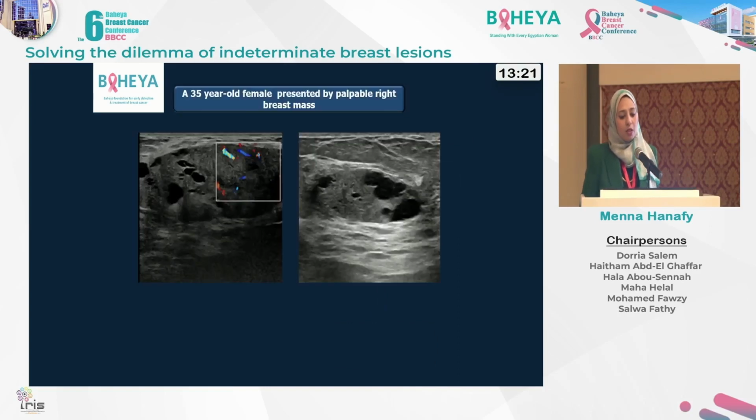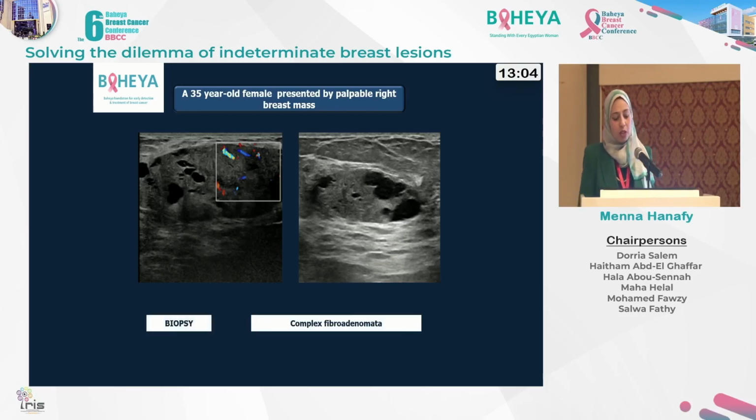Here in some cases, a 35-year-old female presented with palpable right breast mass. Her ultrasound revealed bilateral well-circumscribed mass lesions with internal cystic change and increased vascularity. Biopsy was done, revealing complex fibroadenoma.